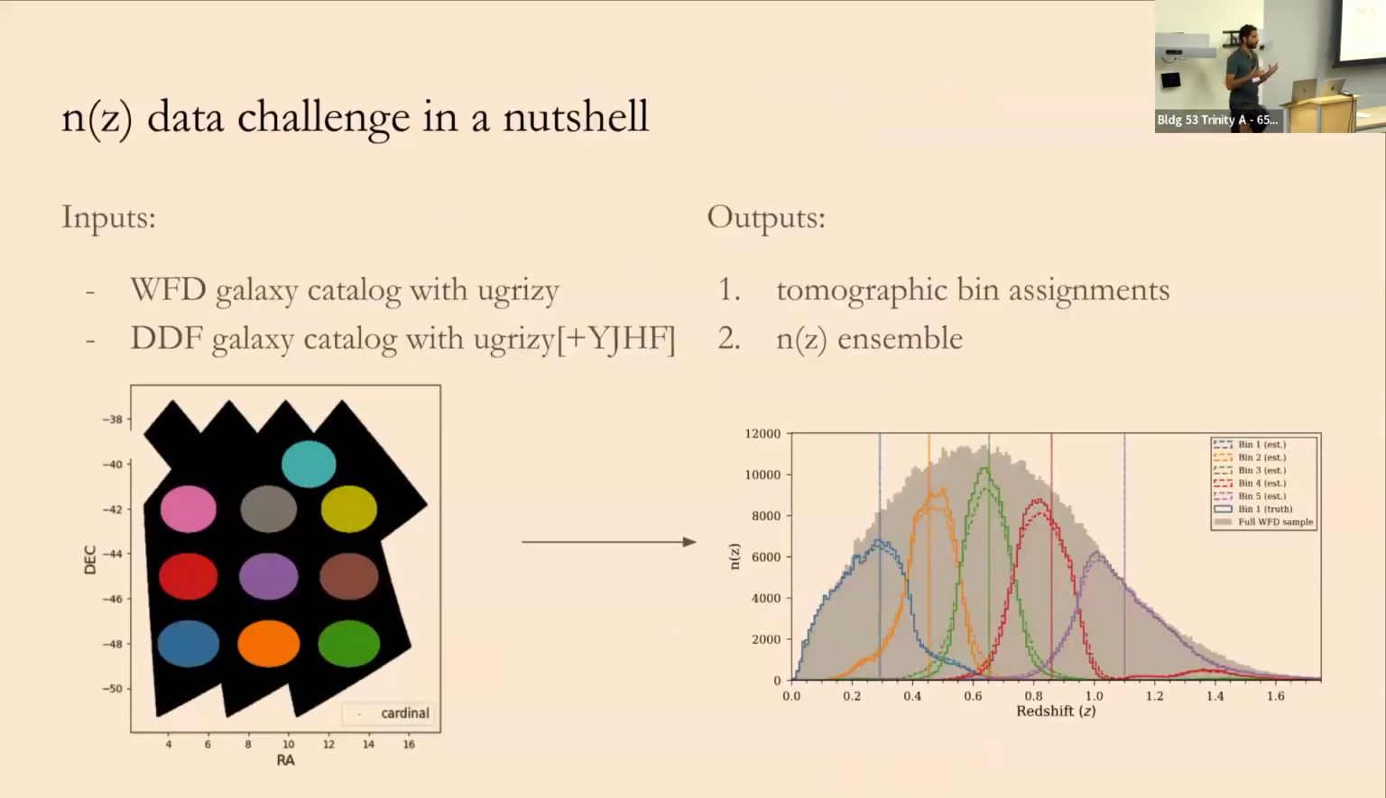So the N(z) data challenge in a nutshell, what are the inputs and outputs? We have a mock wide fast deep galaxy catalog with LSST bands, as well as specific deep drilling field catalogs with overlapping near infrared data from, in particular, Roman. The outputs, the task is to create tomographic bin assignments for the galaxies, depending on the task set, and N(z) in those bins, given those bin assignments.